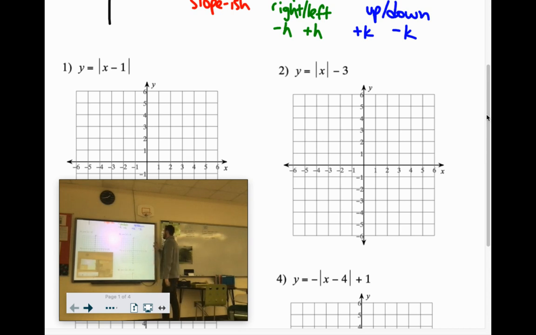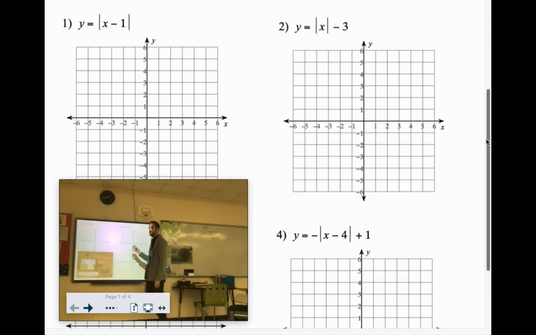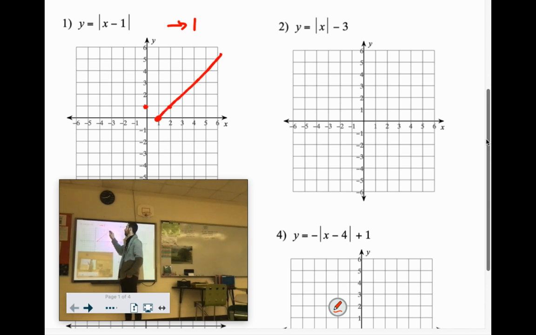So this first one just has x minus 1, and it's in the absolute value symbol. So that's the right and left. So this would just take the V and move it one place to the right. Take your vertex, which is usually at 0, 0, go one place to the right and make your new vertex. Then from that dot, you just go up 1 over 1 in both directions, and you can keep going in that direction. That's it. I promise it's not that hard.